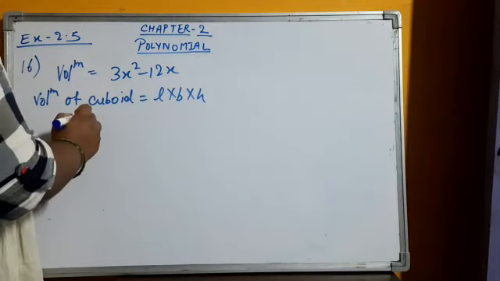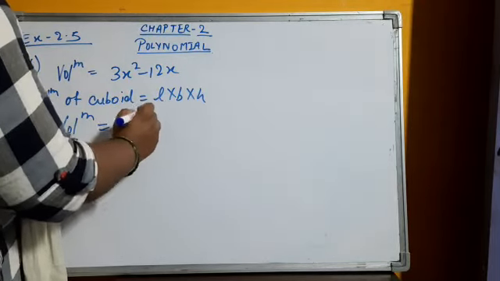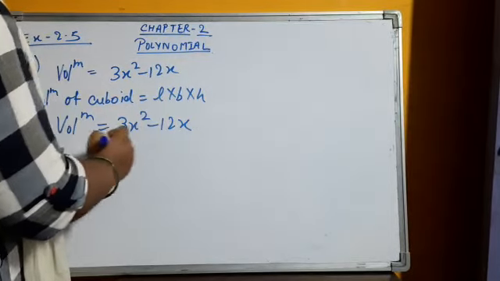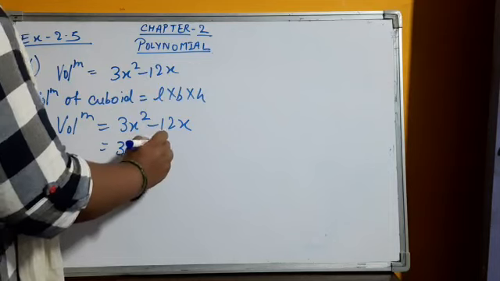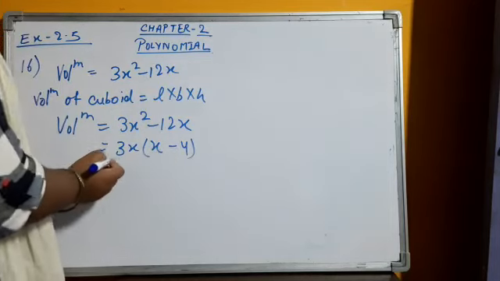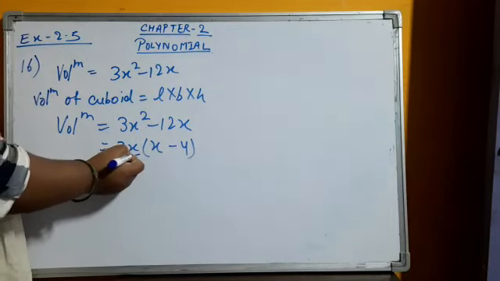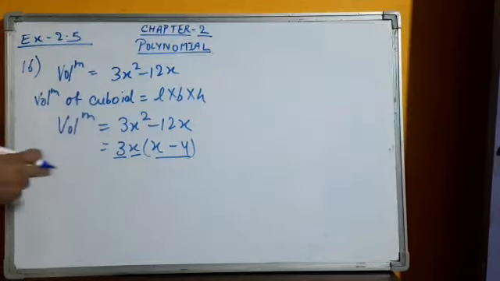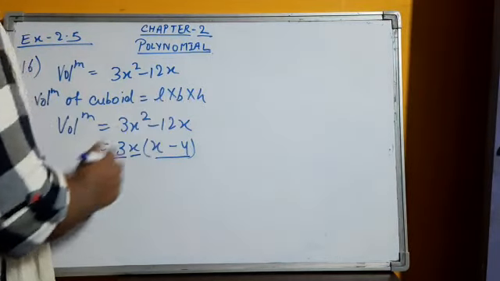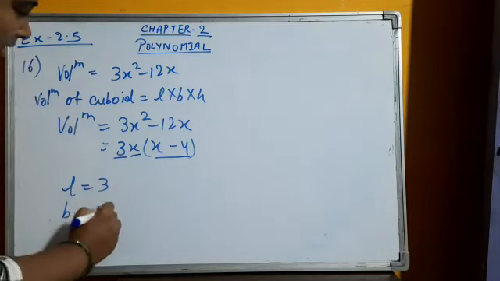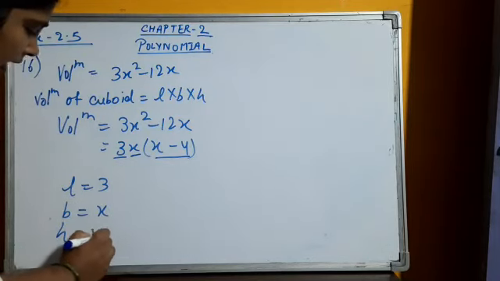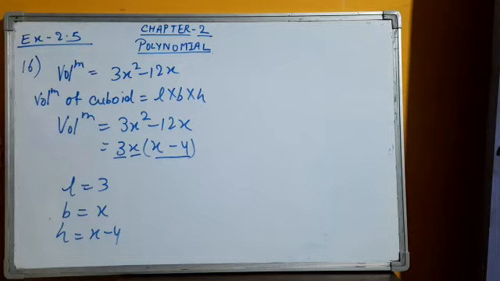So in this volume 3x² − 12x, can we take out 3x common? We are left with x − 4. So you see 3x and x − 4. If you compare with L, B, H, you will get L equal to 3, B equal to x and H equal to x − 4. So these are the 3 values of L, B and H.